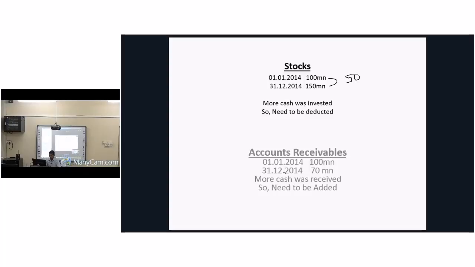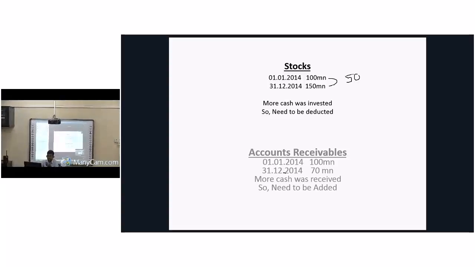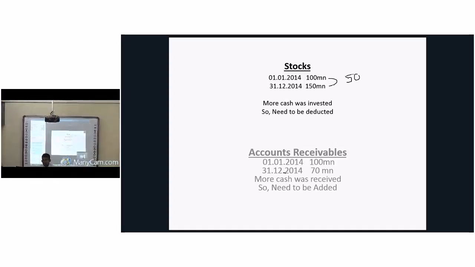Accounts receivable. At the beginning of the year you have 100 million, end of the year it has gone down to 70 million. What do you mean by that? Accounts receivable, the debtors, the money we are supposed to receive. At the beginning you have 100 million, by the end of the year it was 70 million, which means, in other words, we have received the money. That's why the value has gone from 100 to 70, because we have collected the money.